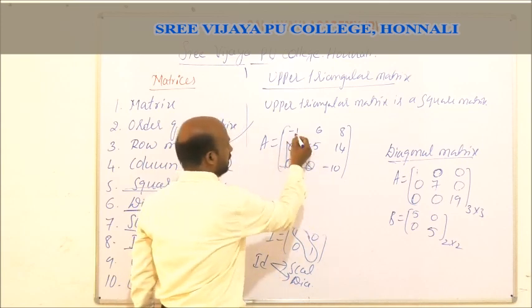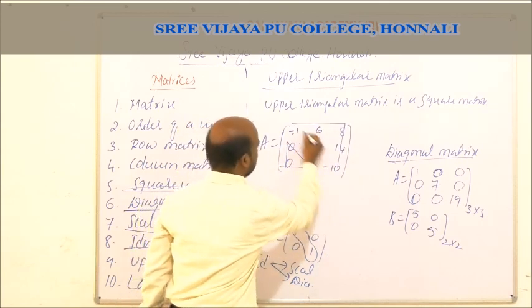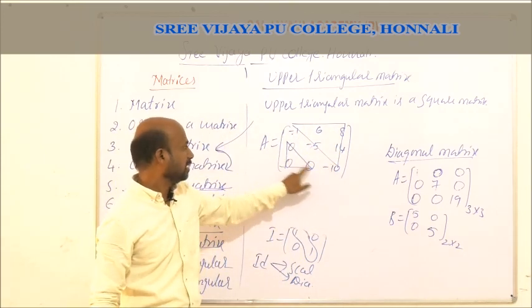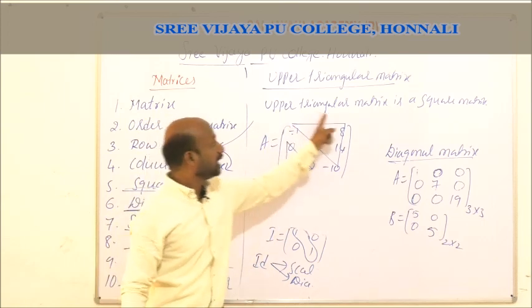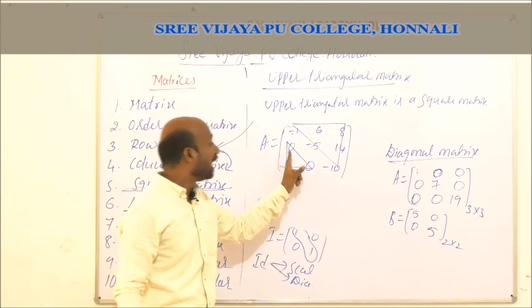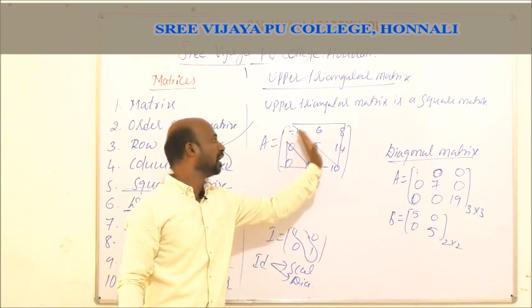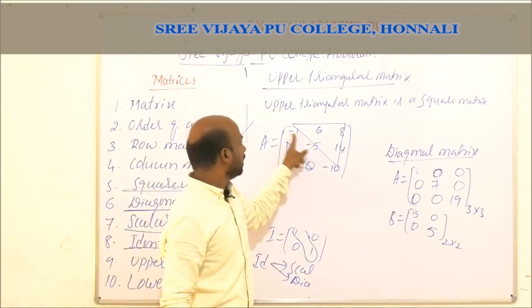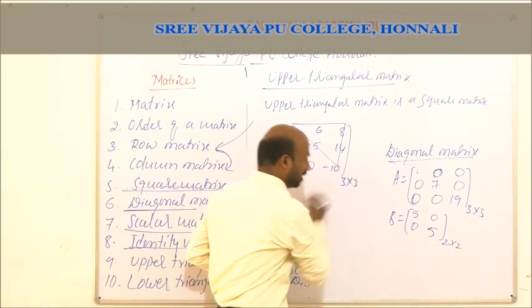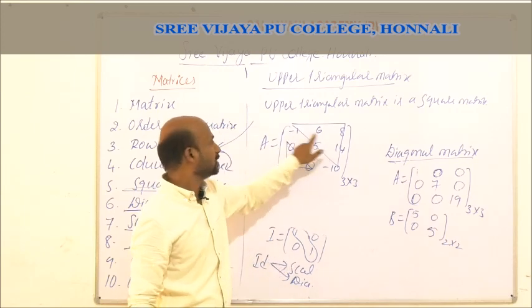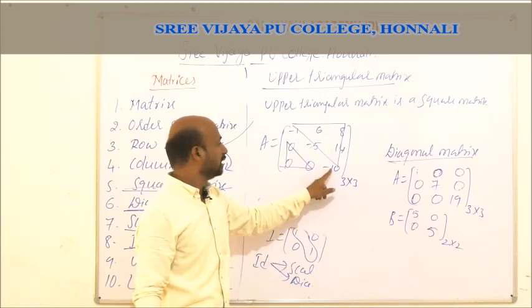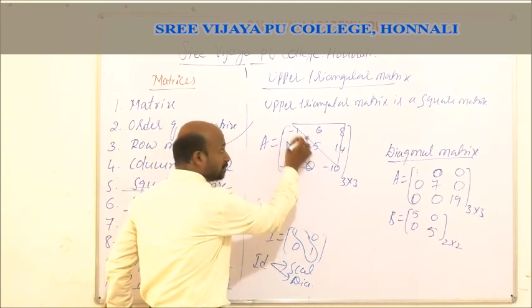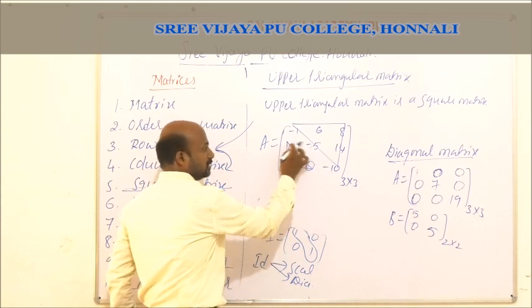See here, only this should be present. Upper triangular matrix elements, these are the elements below the principal diagonal. Upper triangular matrix is a square matrix in which the elements below the principal diagonal elements are zeros. See here, minus 1, again its order is 3 by 3. The elements in the first row, minus 1, 6, 8, minus 5, 14, and then minus 10. Okay, 0, minus 5, 14, 0, 0, minus 10. Observe, elements below the principal diagonal elements are zeros.